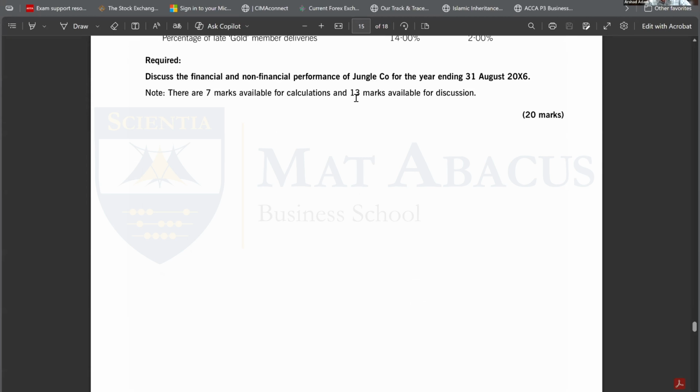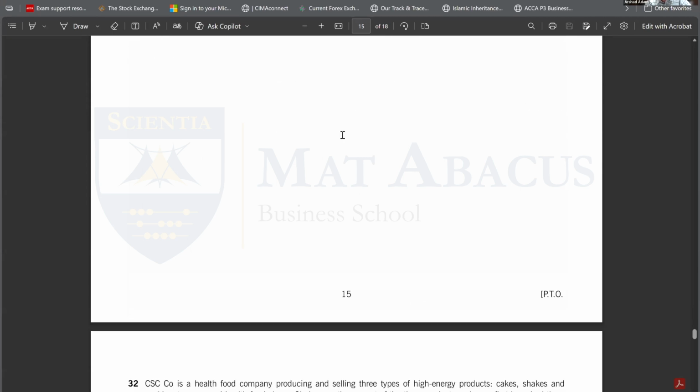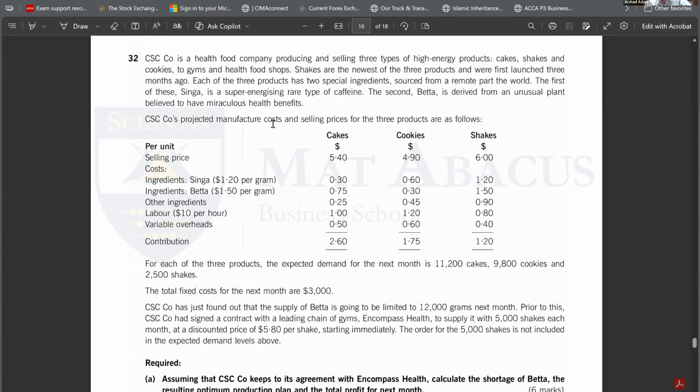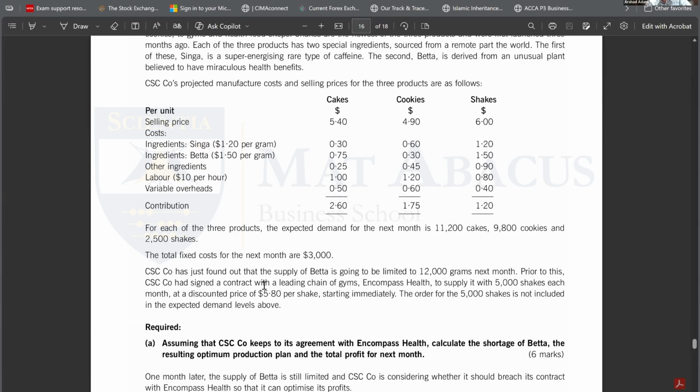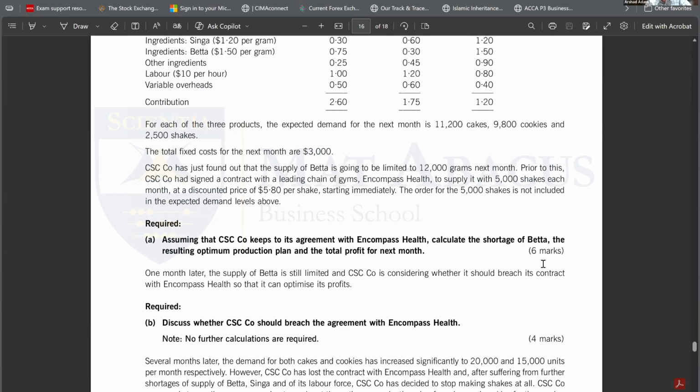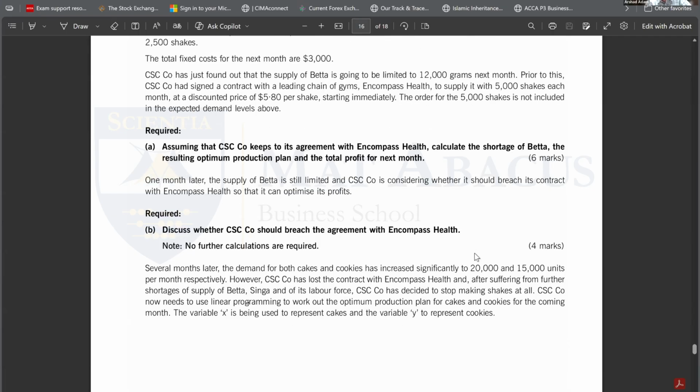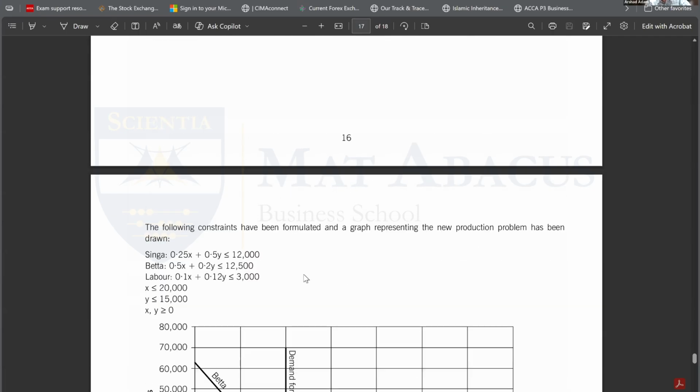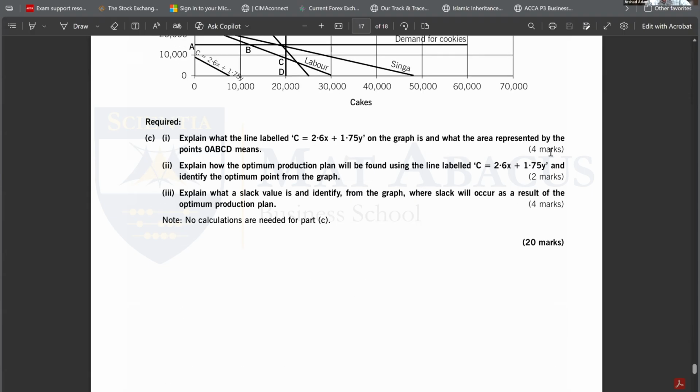7 for calculation, 13 for discussion. Or it can come like this, where they give you the major part of the scenario, and then they first ask part A, 6 marks. Then they add a little bit more information, then they ask part B, 4 marks. Then they add more information, and then they ask part C, which is worth a total of 10 marks. Total of the whole question is then 20.